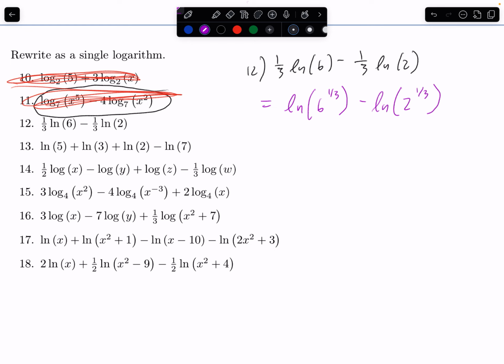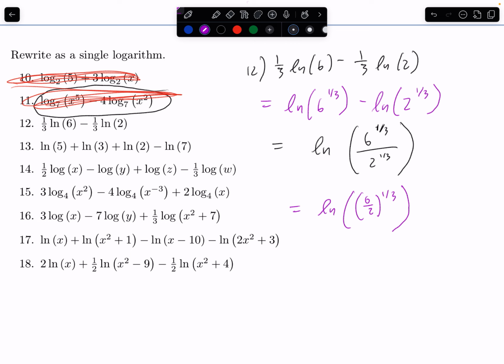Okay, I see what's going on here. So next, I got two things being subtracted, right? So I can rewrite them as a fraction. This is a natural log of those things divided by each other. 6 to the 1/3 over 2 to the 1/3. Okay, but if I've got the same power on top and bottom, then you could also rewrite this as natural log of 6 over 2, to that 1/3 power, right?